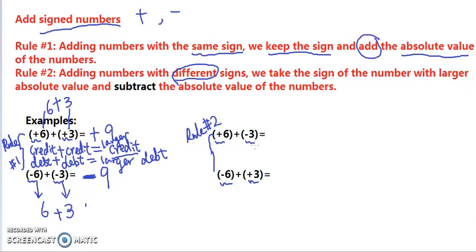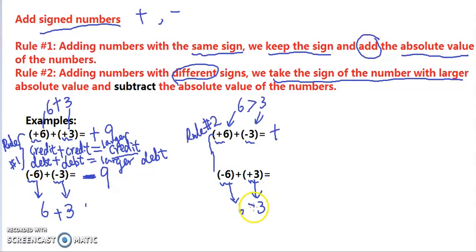If they have different signs, then we have to decide which sign we're going to use. We take the sign of the number with the larger absolute value. So we compare the numbers 6 and 3. Of course, 6 is larger than 3, so we take the sign in front of the 6, which is plus. Similarly, when we take the absolute value of these two numbers, we get 6 and 3. 6 is still greater than 3, so we take the sign in front of that 6, which is minus.